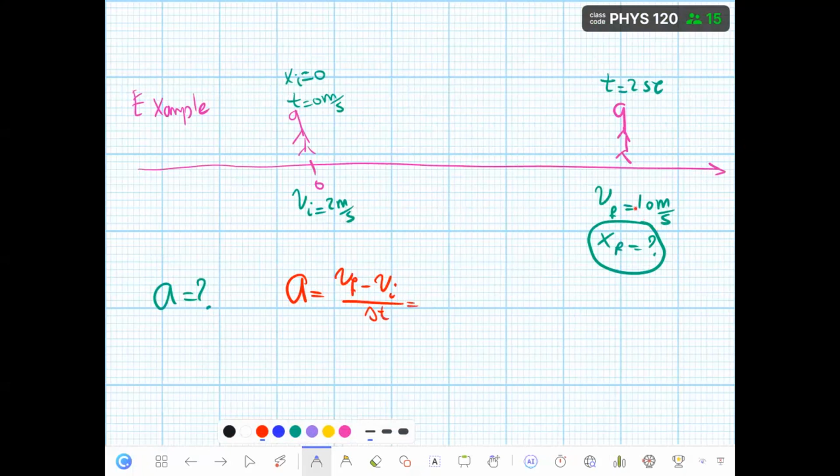So what is the V final? Positive 10. Minus, what is the V initial? Positive 2 meters per second. Divided by how many seconds it took? 2 seconds. So it's going to be positive 8 divided by 2. So the acceleration is going to be 4 meters per second squared, or meters per second per second.